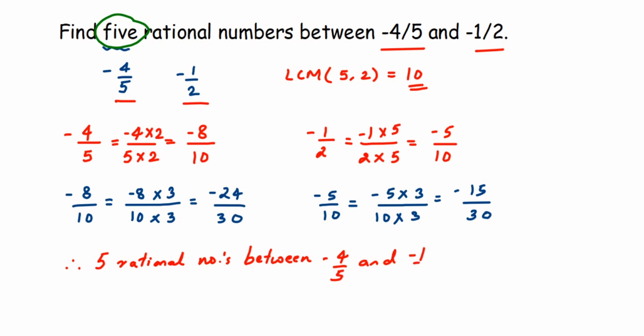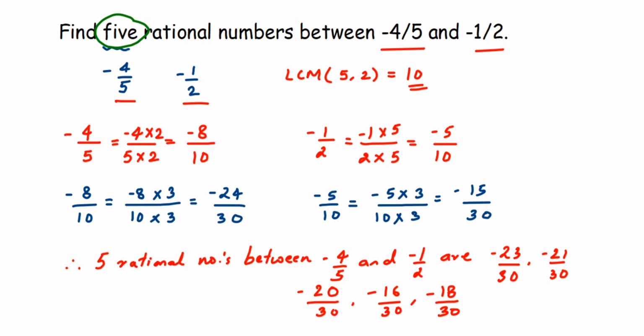and minus half are, we'll start from minus 23. So minus 23 over 30, we can pick any. So let's take next minus 21 over 30. We can take minus 20 over 30, minus 16 over 30, and we can take minus 18 over 30. So make sure that these numbers lie between these two. So these are the 5 rational numbers between minus 4/5 and minus half.